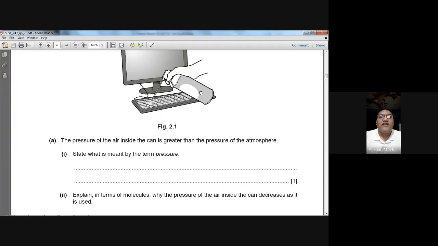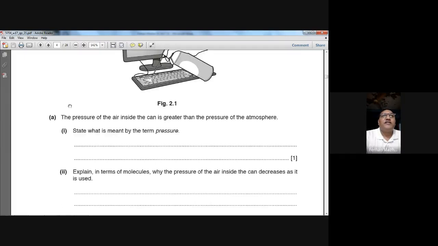When the number of molecules per unit volume in the can decreases, because now fewer molecules are available, the number of collisions happening on unit area also decreases. Due to this, less force is being exerted on unit area. So the pressure of the gas inside the can decreases. So it's a 3 mark question.